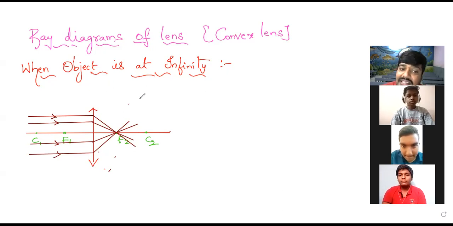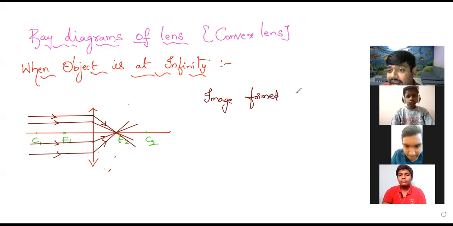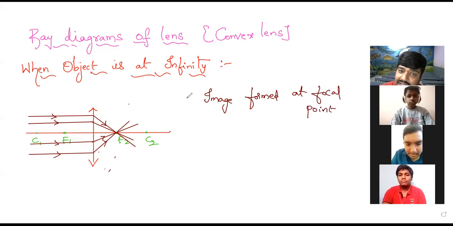When the object is at infinity, where is the image? If anyone asks where the image is, the image is formed at the focal point. Understood? Yes, sir.